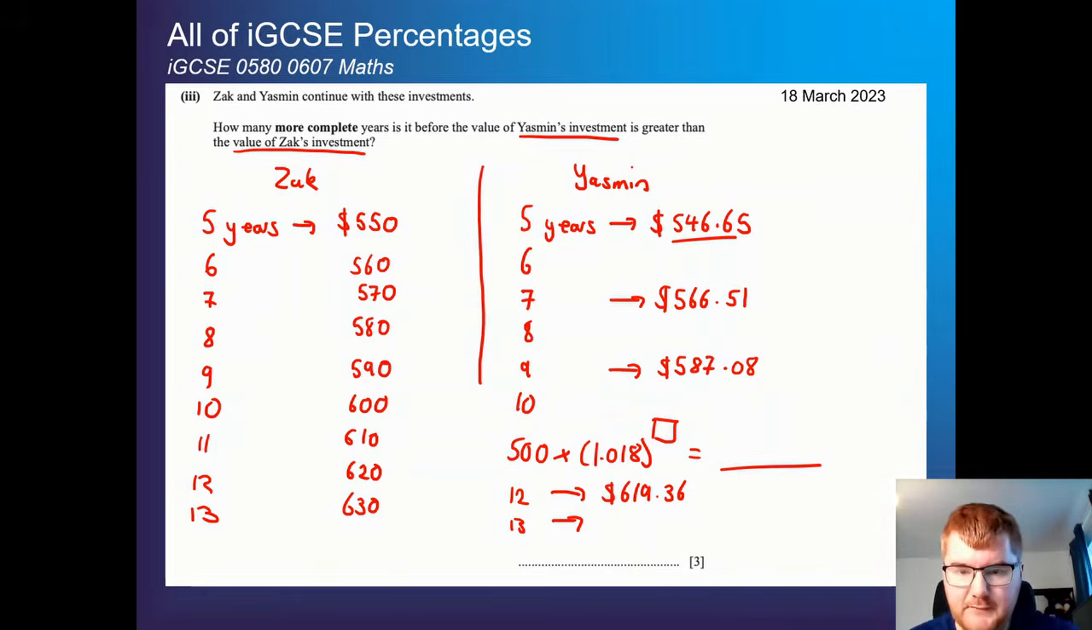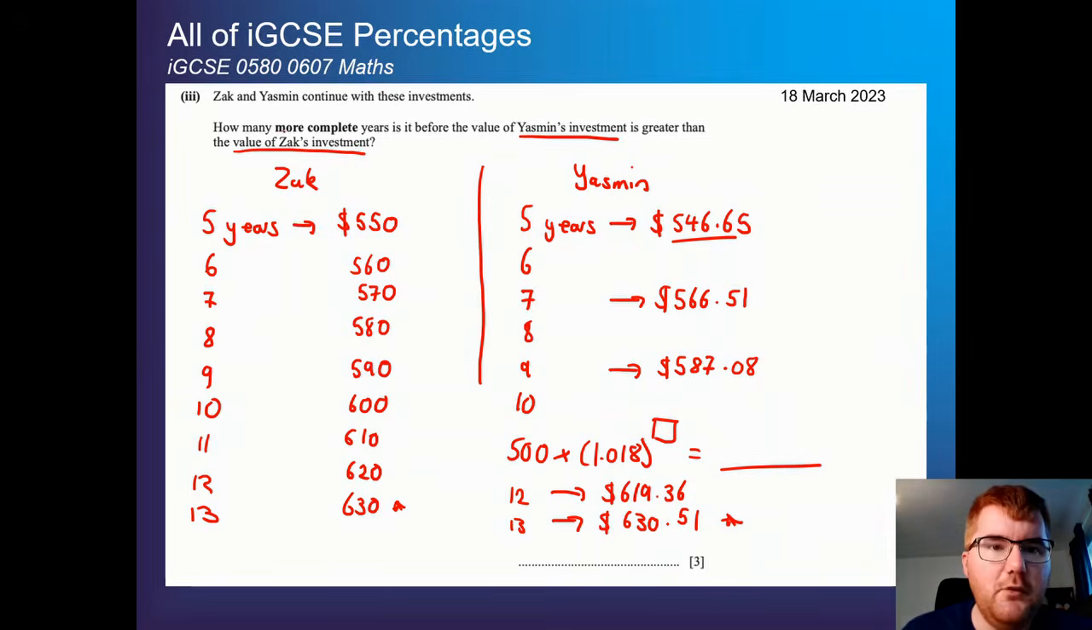Again, this method will work because particularly with a calculator, you can just change numbers very, very quickly. Again, you can set this up algebraically too. Yep, we get $630.51. So here is where it is greater, and we want how many more complete years is it before it's greater. So really read the question carefully here.